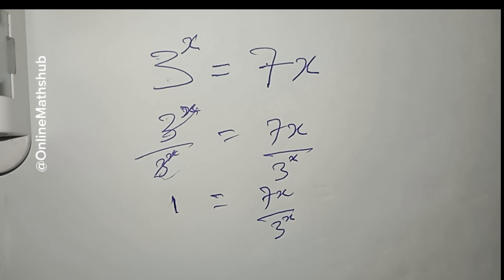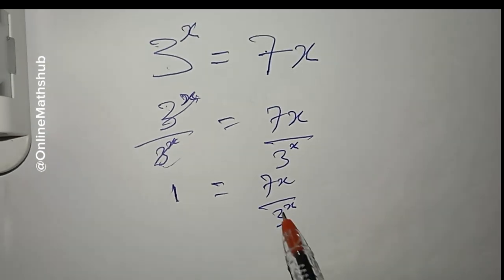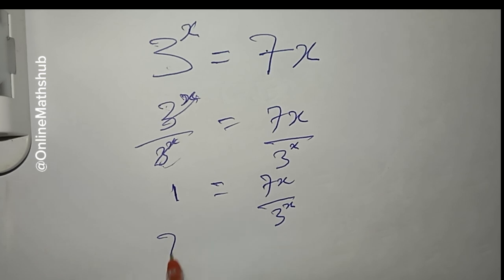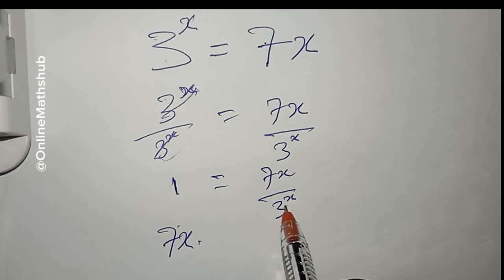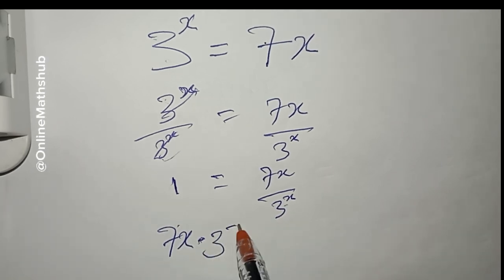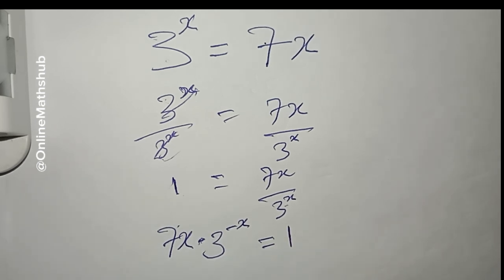Okay, so what I'm going to do next is find a way to bring this 3 power x to the numerator, and then we're going to write this first here. So this is 7x multiplied by, if I want to bring this one to the numerator, it's actually going to be 3 power minus x, and it's equal to this one.